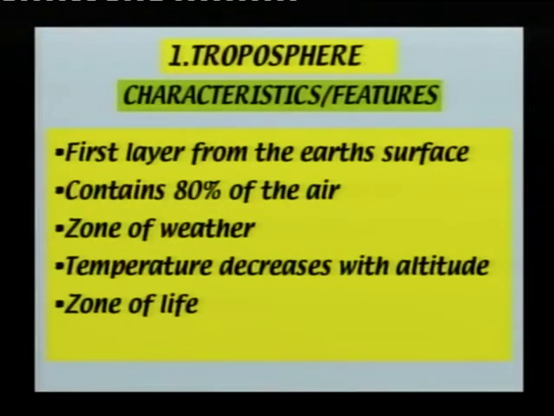You mentioned that the troposphere was actually the first layer of the Earth's surface, and that is correct. It's the first layer when we are zoning the atmosphere. You also mentioned that the troposphere contains 80% of the air, and that is correct. The troposphere is also the zone of weather. That is where clouds are formed, water vapor is actually present, rain falls, etc. All of those occur within the first layer of the atmosphere, which is the troposphere. Therefore, the troposphere is also referred to as the zone of weather.